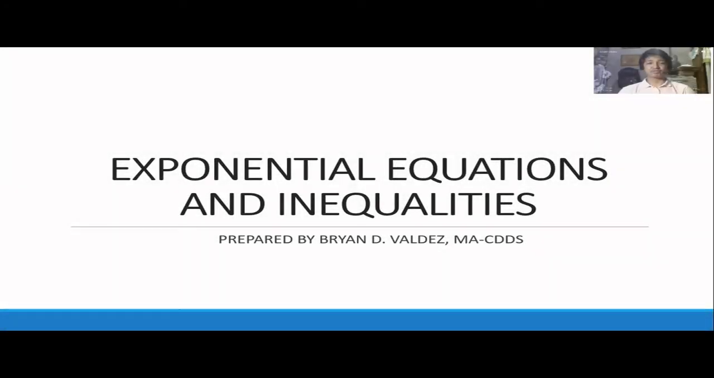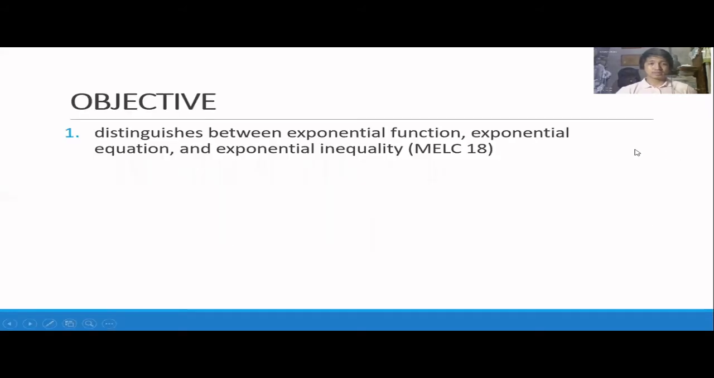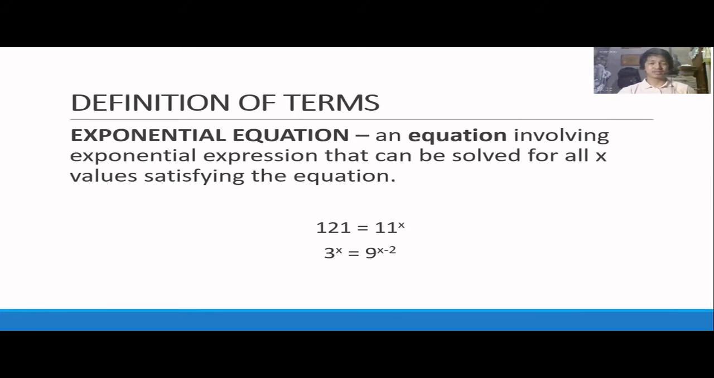Okay, good day everyone. So our topic for today is about exponential equations and inequalities. The objective for today is basically to distinguish between exponential function, exponential equation, and exponential inequality. So these are the definition of terms you need to be familiar with.